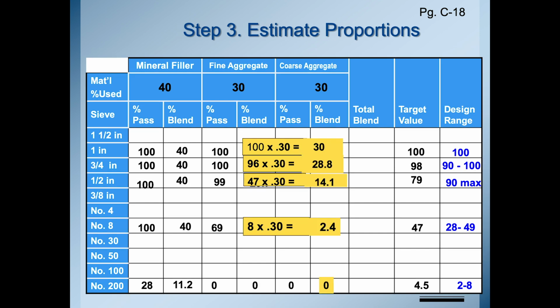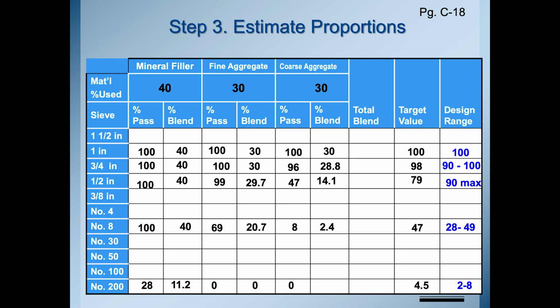We'll do the same thing for the coarse aggregate. We take each one of those, and for example, let's look at the half-inch sieve again, and we had 47% passing the half-inch sieve. You multiplied that by 0.3, and you got 14.1. In this case, from a mathematical blending perspective, it made it pretty easy for the number 200 sieve because we had 0% passing for both the fine aggregate and the coarse aggregate. So both of those were zeros.